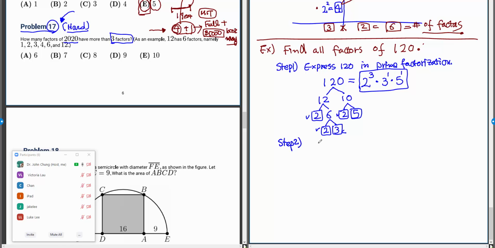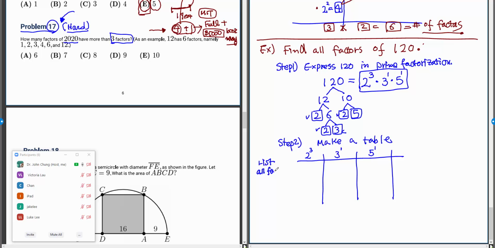Step 2: Make a table. We have 3 prime factors, so we need 3 columns. One over here, one over here, another one over here. This is column for 2 to the third, column for 3, column for prime number 5. Now we're going to list from here. We need to list all factors of each number.